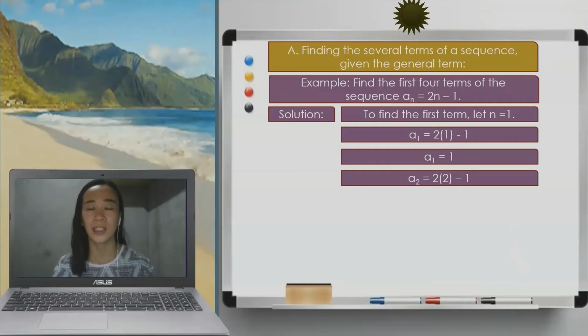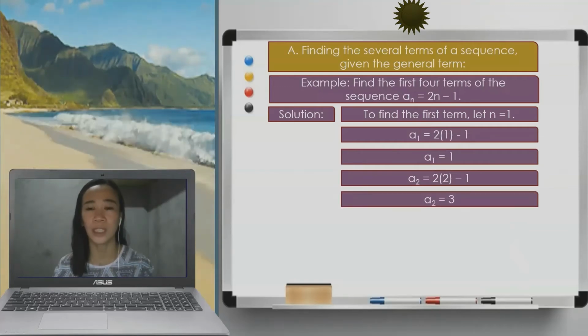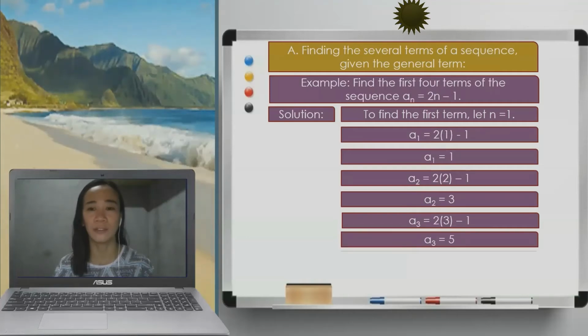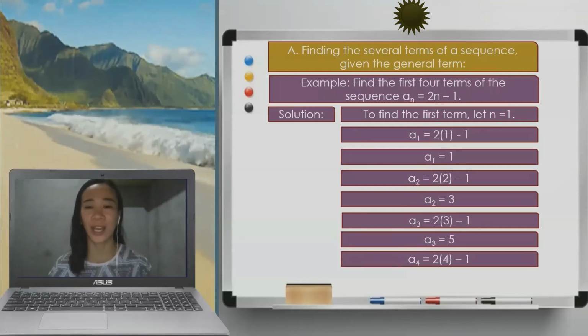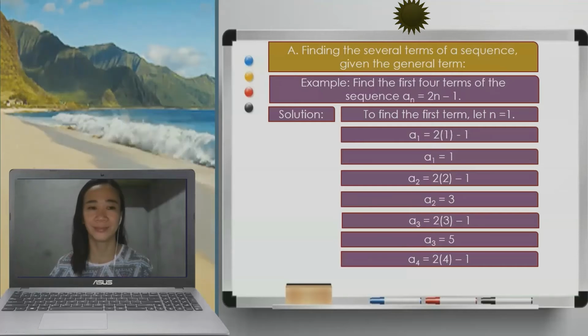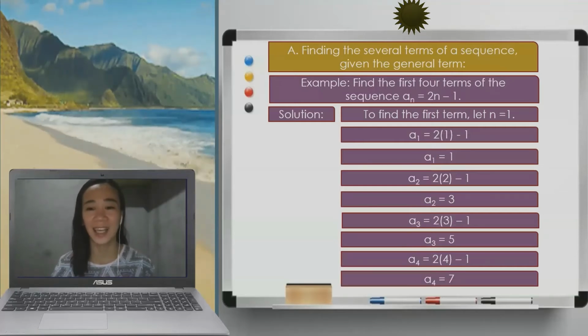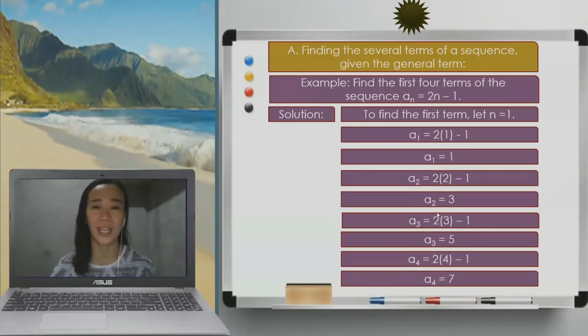Next is a sub 2, or our second term. That will be a sub 2 is equal to 2 times 2 minus 1, which is equal to 3. Next is a sub 3. That is equal to 2 times 3 minus 1, which is equal to 5. What do you think is our a sub 4? Fantastic, Guadans! It is 7, because 2 times 4 is 8, and then minus 1 is 7.